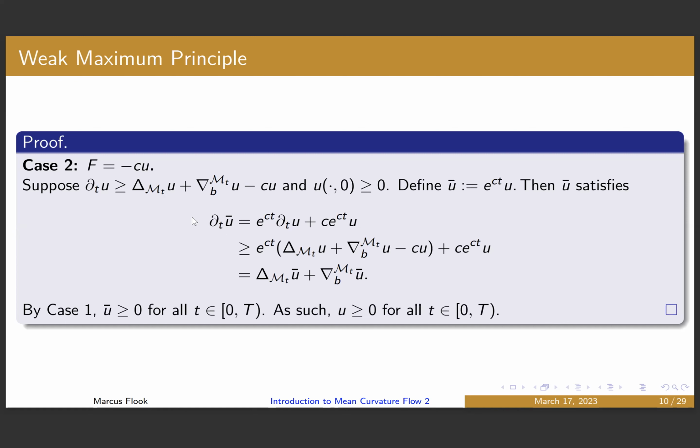So by case 1, we can say that u bar has to be greater than or equal to 0 for all time where the solution exists. Now, clearly, because of the exponential, this means that u itself has to be greater than or equal to 0 for all time.